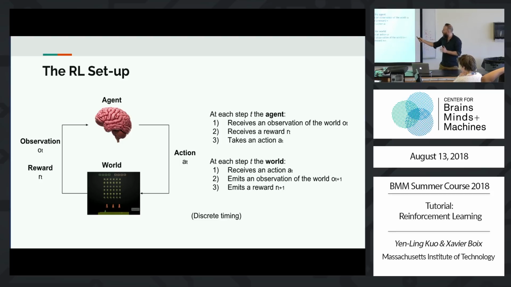So at time step 0, the agent receives observations and rewards, and with this information, the agent decides to take an action in the world. The world receives the action, something happens in the world, and the world produces a new observation and a new reward at time t+1. So there's going to be continuous interaction between the agent and the world.